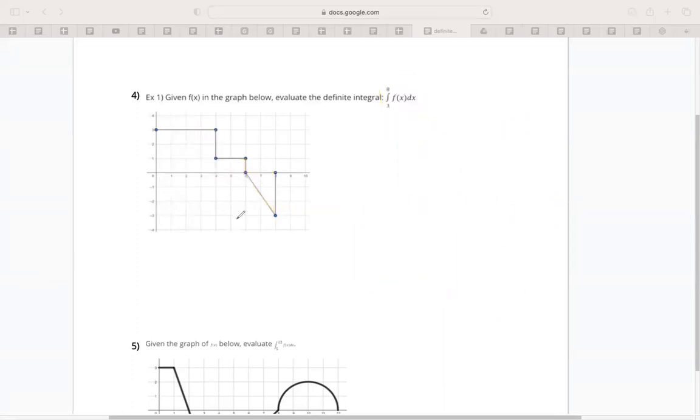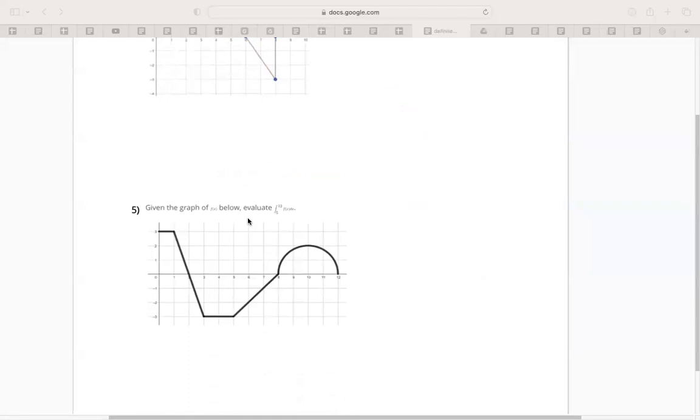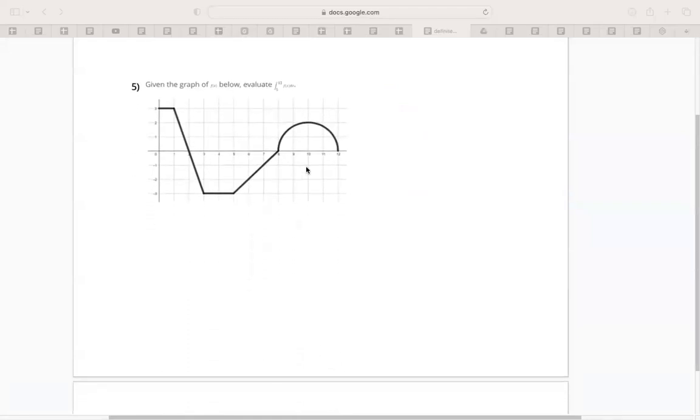Okay, last example here. If you want one more practice round. All right, so this one we are evaluating from 12 to 5. Okay, so this one is only going from 12 to 5 because that's what the problem says right here, 12 to 5. So we're only looking at these 2 shapes. Okay, so 1 is a triangle, 2 is a semicircle.